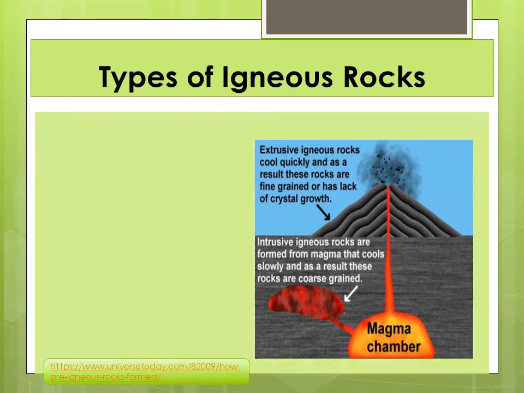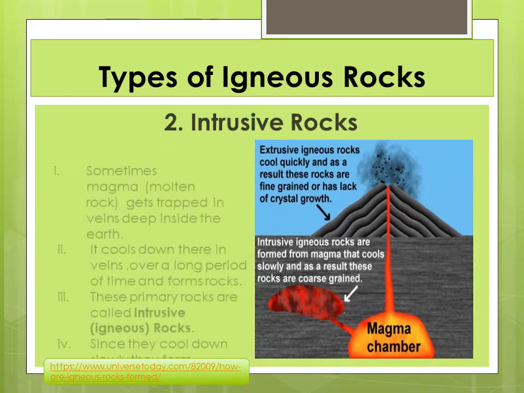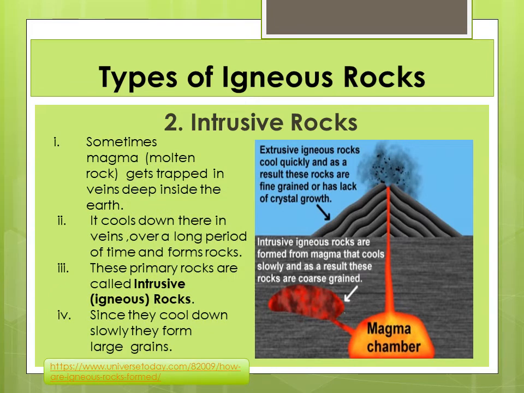Type number 2, intrusive igneous rocks. Children, sometimes magma or molten rock gets trapped in veins deep inside the earth. Veins means fractures in rocks or darare. Trapped means andar hi reh jana. Magma cools down there in veins over a long period of time and forms rocks. These primary rocks are called intrusive igneous rocks. Since they cool down slowly, they have large grained structures.